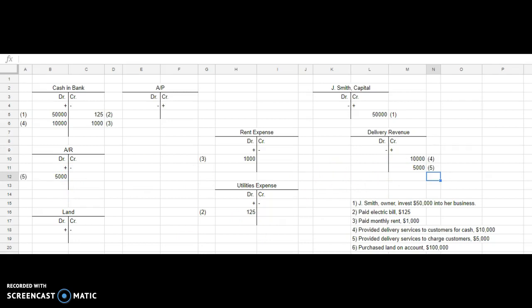And then the last one, you purchased land on account. So you purchased what? And how'd you purchase it? Accounts payable. You purchased what? So your land goes up 100,000, and your accounts payable goes up.